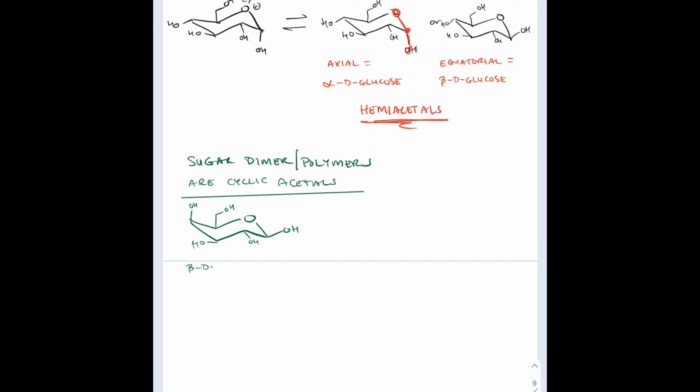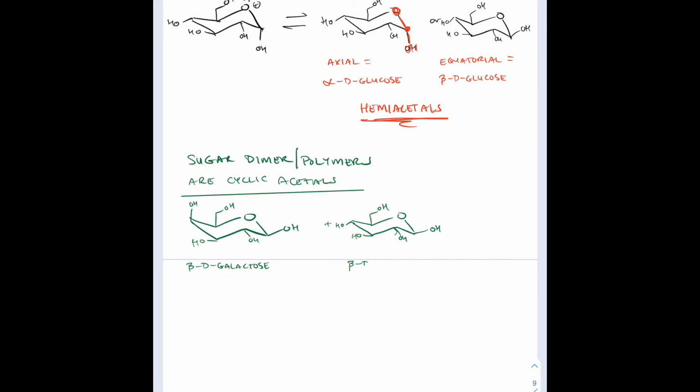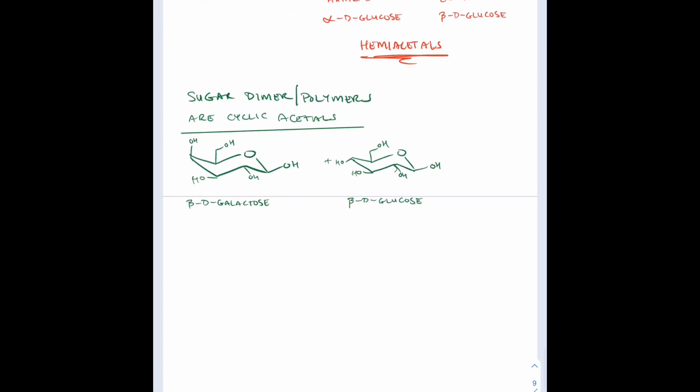So let's take a look at this sugar. If we look at the location of these OHs, on the far left, that one is now pointed up in the axial position, as opposed to glucose above, which was in the equatorial position pointed down. That makes this beta D galactose. And it's beta because the OH on the right is in the equatorial position. Next to that, I have beta D glucose. So these two things can actually react with one another.